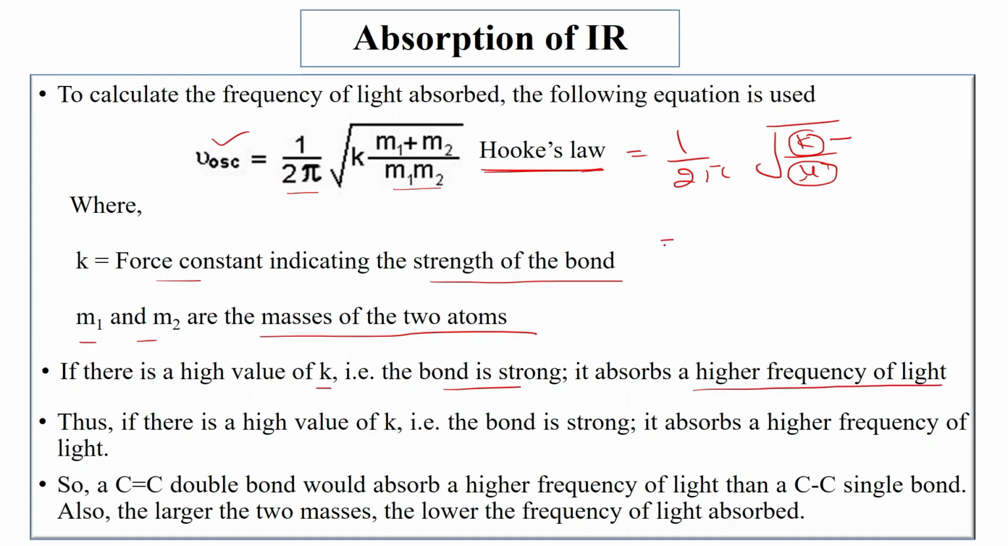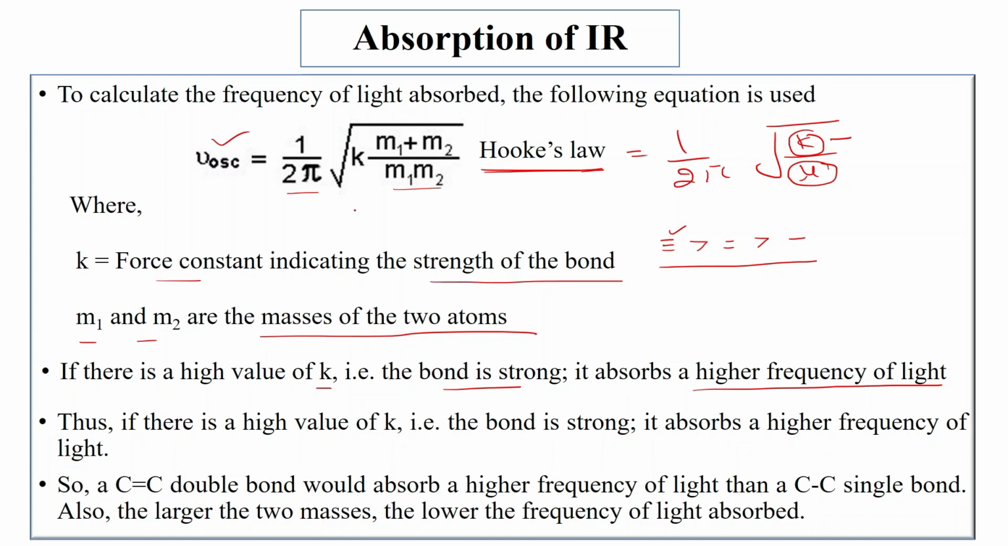So a triple bond is stronger as compared to a double bond, and a double bond is stronger than a single bond, as we have already discussed. So a triple bond will absorb higher radiation, whereas a single bond will absorb lower IR radiation. A C double bond would absorb a higher frequency of light than a C-C single bond.